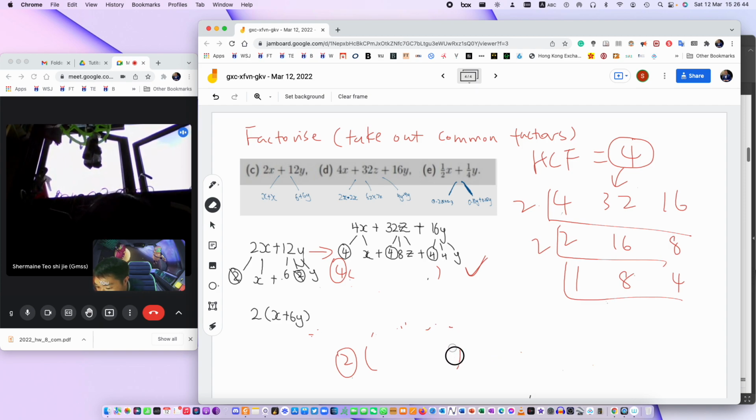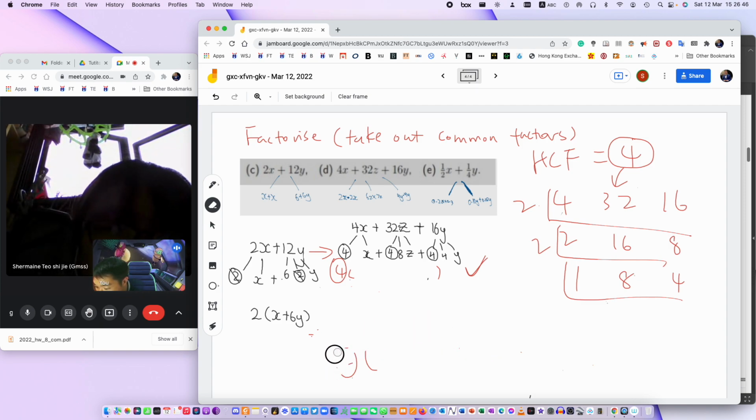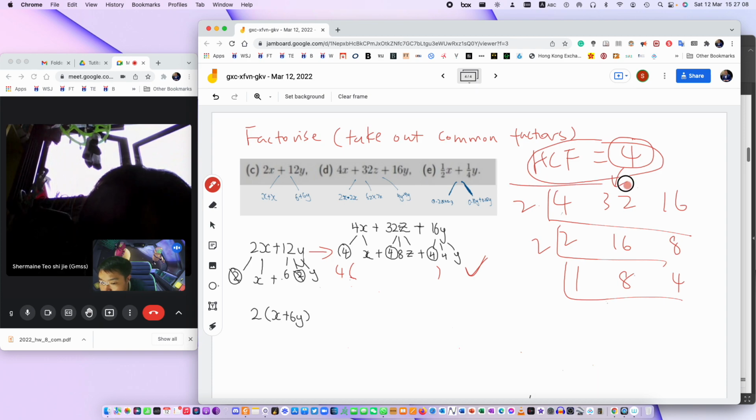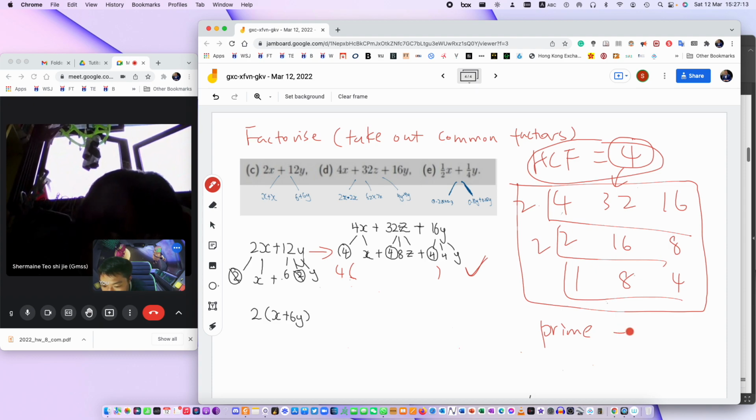You understand or not? That's why just now when I use the 2, is correct but not as good as your 4 as a common factor. Why? Because the highest common factor is actually 4. Okay? How do you get the highest common factor? You use this prime factorization method. This is called prime factorization method. We talked about it at the beginning of our tuition this year.